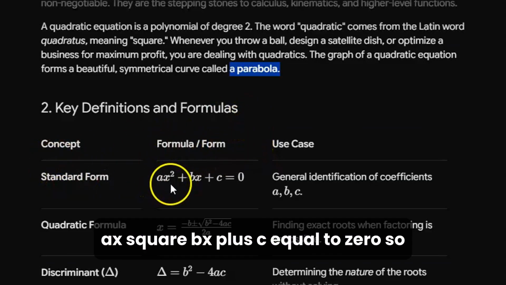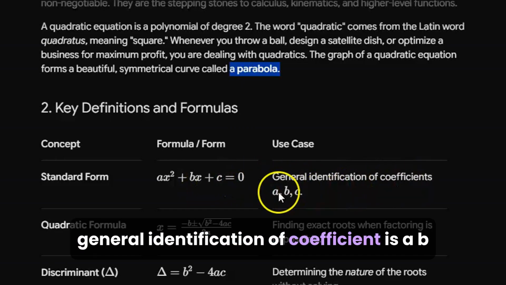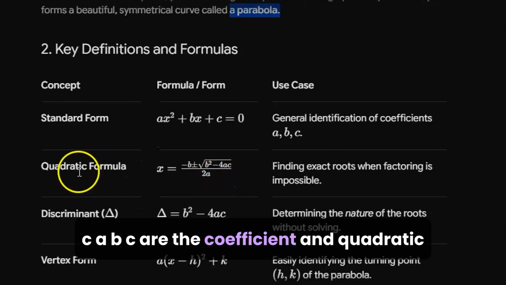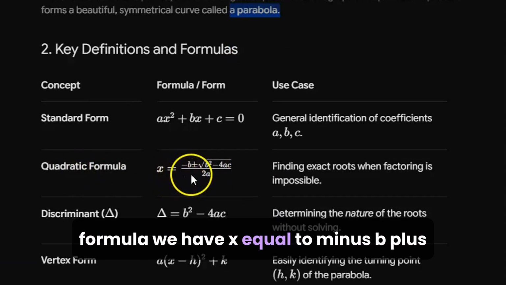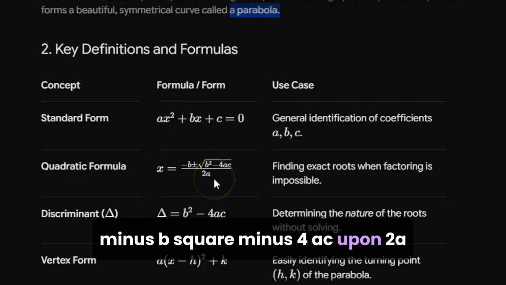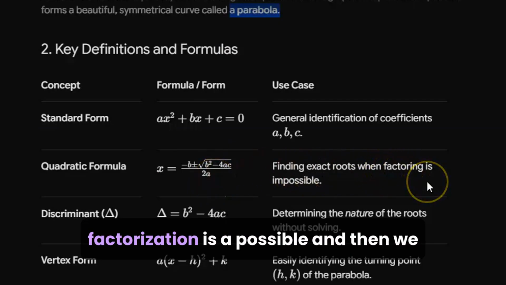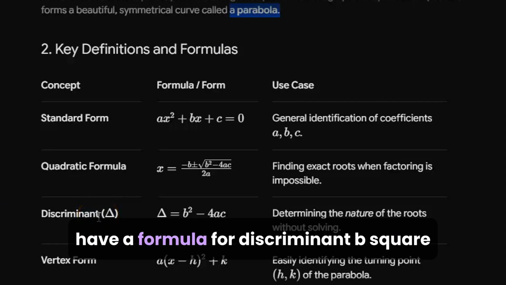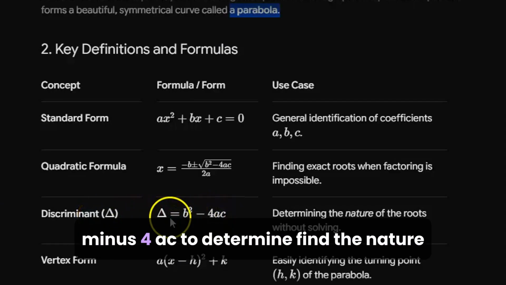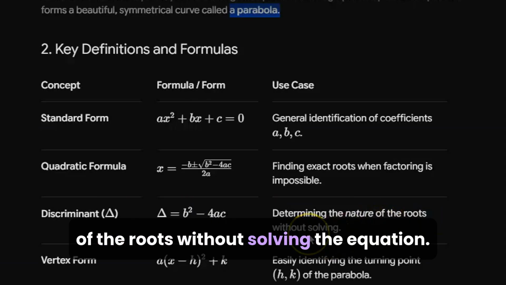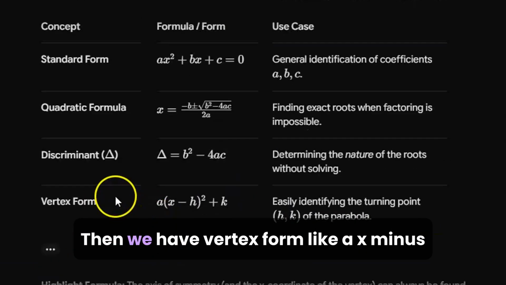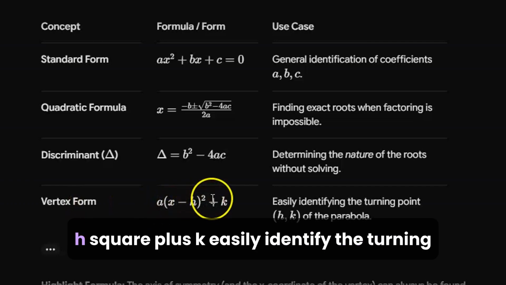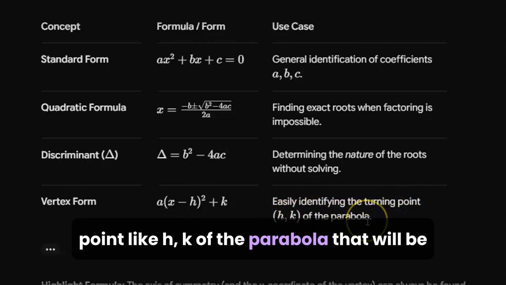Standard form: ax² + bx + c = 0, where a, b, c are the coefficients. The quadratic formula is x = (-b ± √(b² - 4ac)) / 2a, finding the exact roots when factorization is not possible. Then the discriminant, b² - 4ac, determines the nature of the roots without solving the equation. Vertex form: a(x - h)² + k, which easily identifies the turning point (h, k) of the parabola.